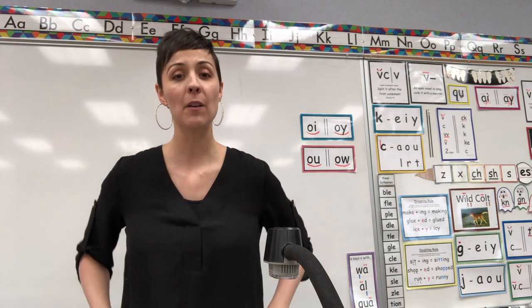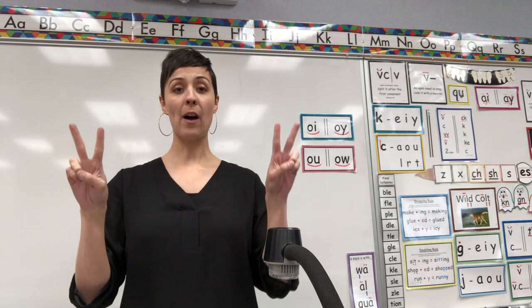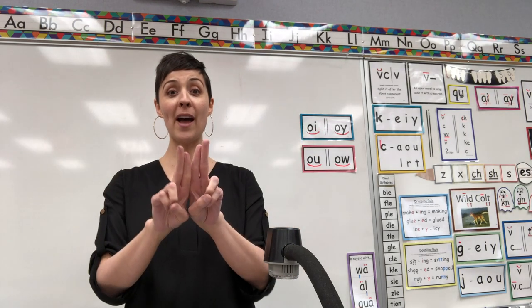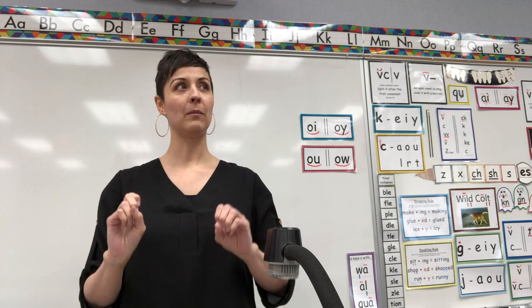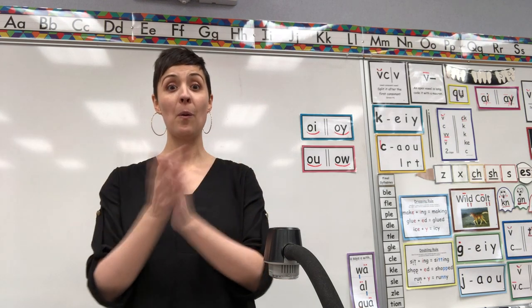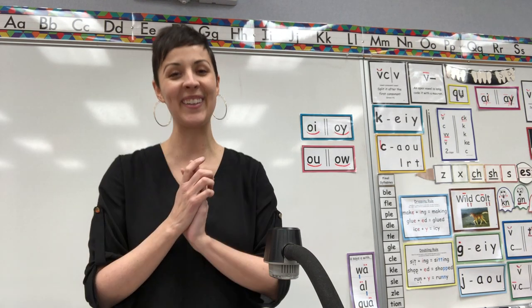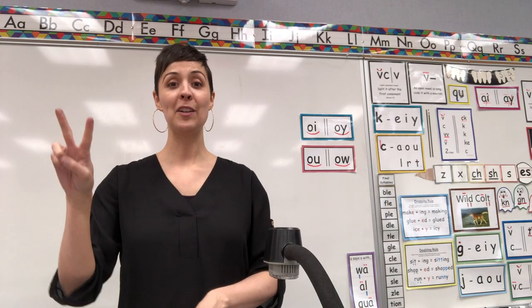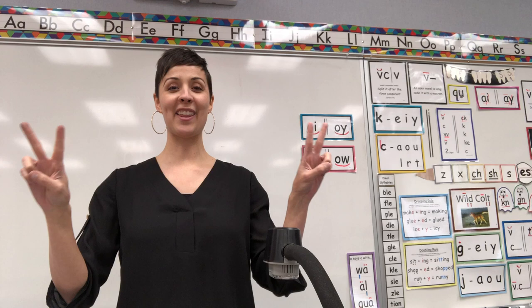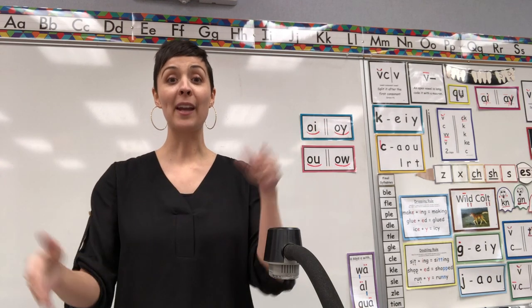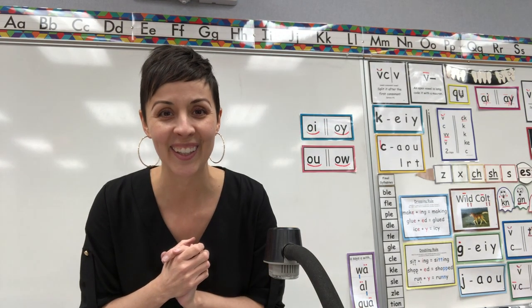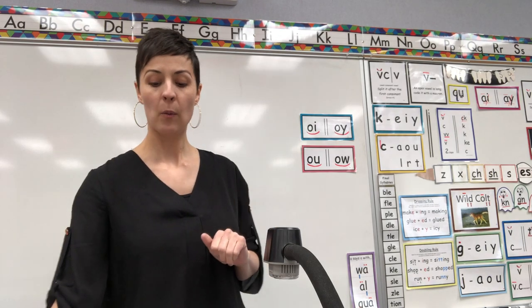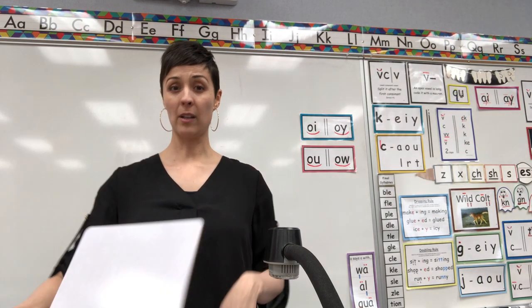So we're going to say a diphthong is two vowels that come together so fast, they make one syllable. Can we try it starting a diphthong is, ready? A diphthong is two vowels that come together so fast, they make one syllable. You got it, okay. We have learned four diphthongs this year.